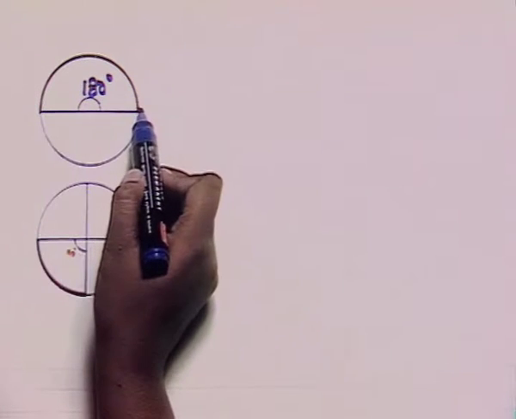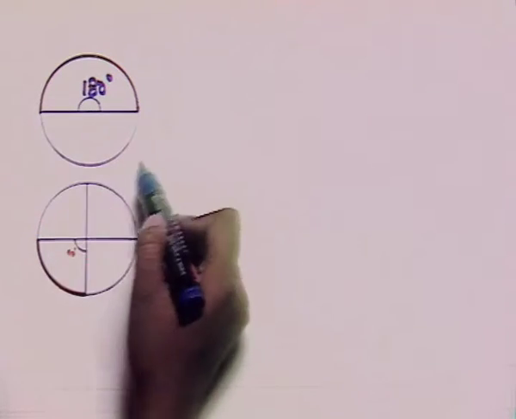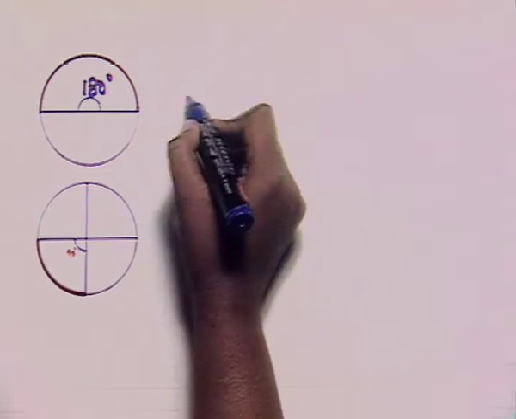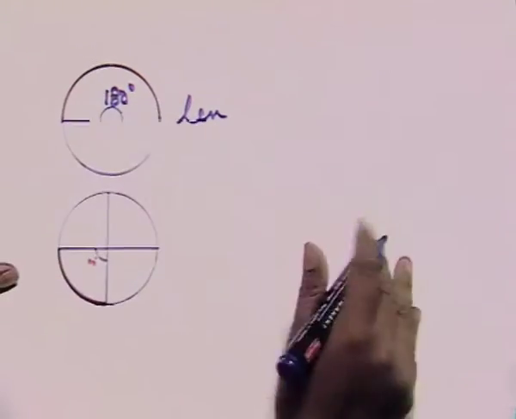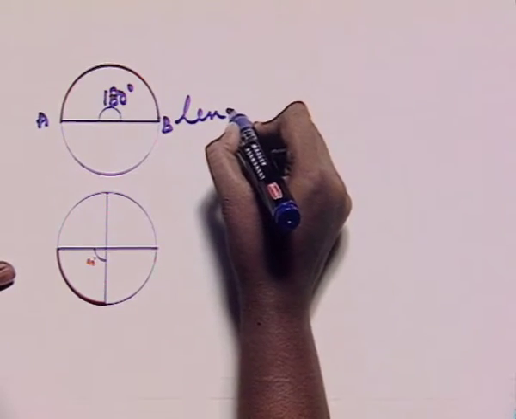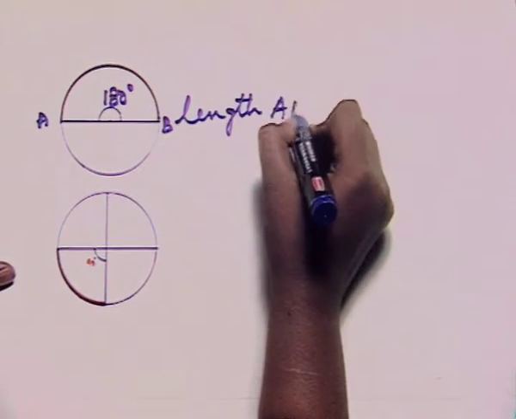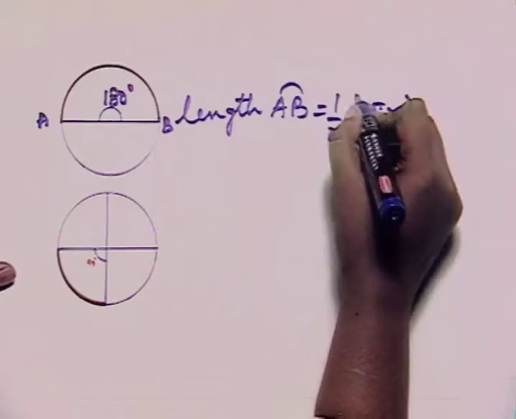Since this is a semicircle, its length will be half the circumference of the circle. So, if I mark this arc as AB, length of the arc AB is equal to half 2 pi r.